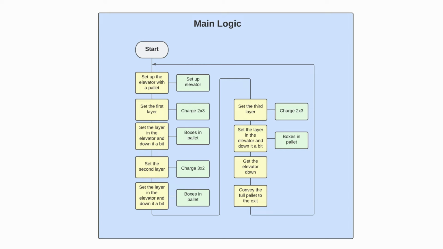Now we will build each layer alternating between a 2x3 configuration and a 3x2 configuration. In each layer the boxes need to be clamped and dropped in the pallet once a plate opens. The elevator also goes down a little in order to wait for the next layer. Once the third layer is finished, the elevator can go fully down and the full pallet goes to the exit. This process repeats until stopped.